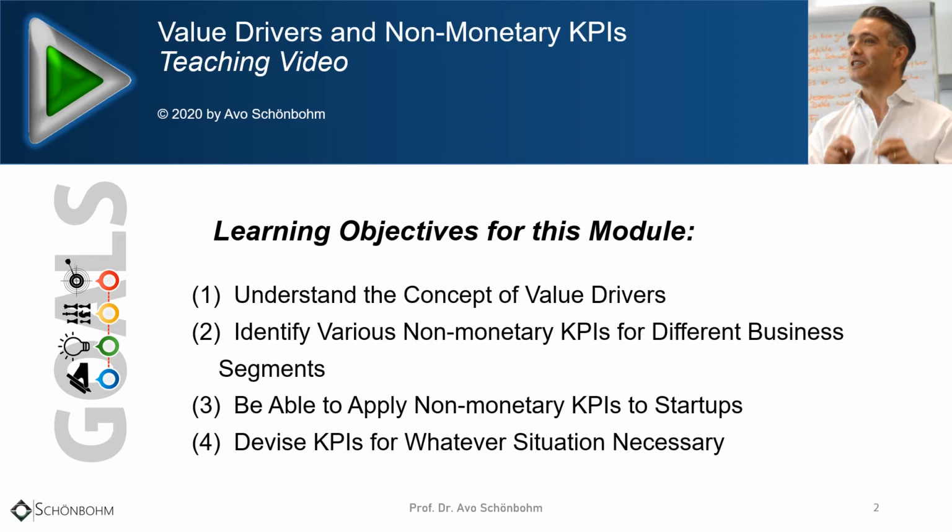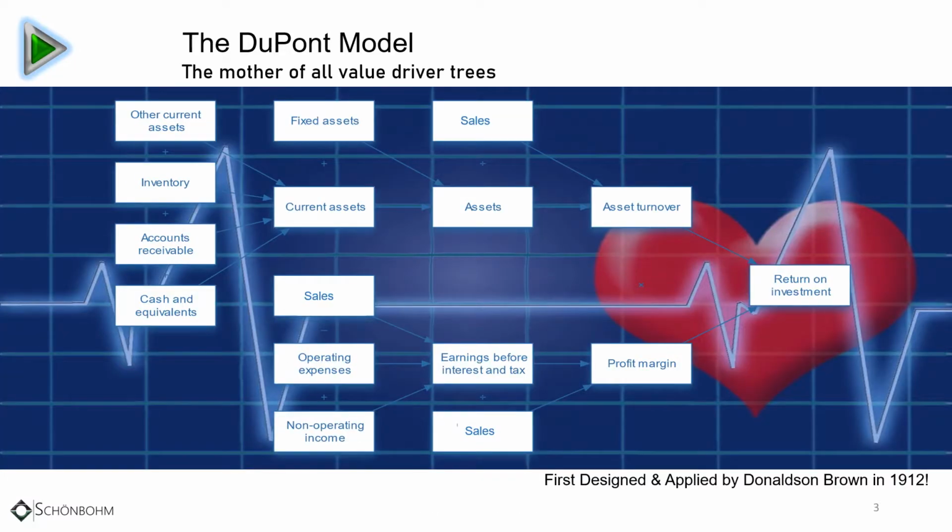KPIs are at the heart of performance management. Let's get it beating. You have probably already heard about the DuPont model, the mother of all value driver trees. It tries to arrange classical information from the accounting sphere and put them together into a tree of value generation with the ending value of return on investment. So we have two different streams. The first one is on assets and the other one on profit. So let's follow the first one.